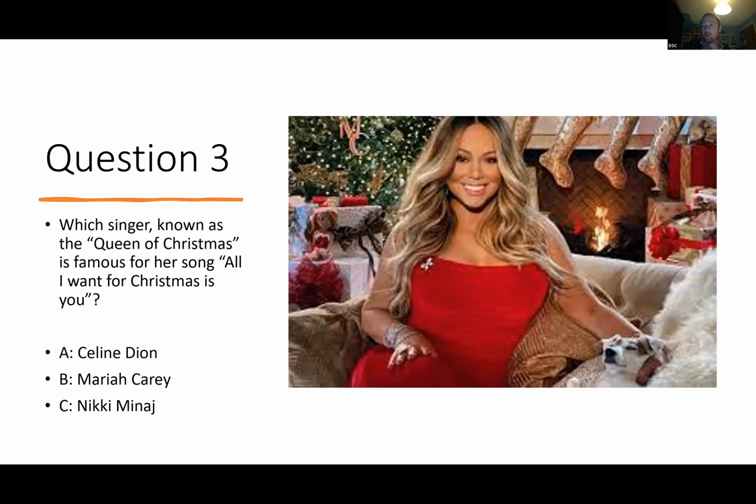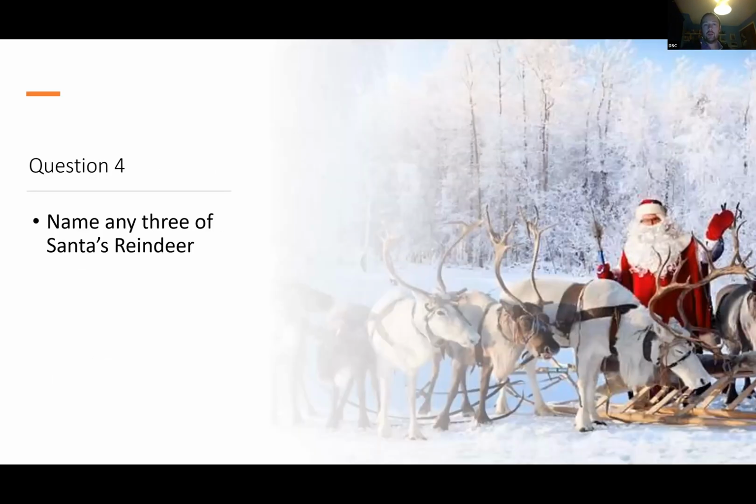Okay, moving on to question 4. Name any 3 of Santa's reindeer. So Santa has 9 famous reindeer, the 8 traditional ones that pull the sleigh, and then 1 extra one. And I just want you to tell me any 3 of Santa's reindeer. Quite a tough one.